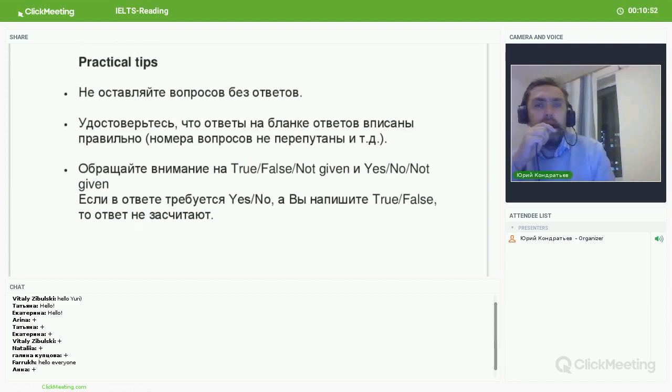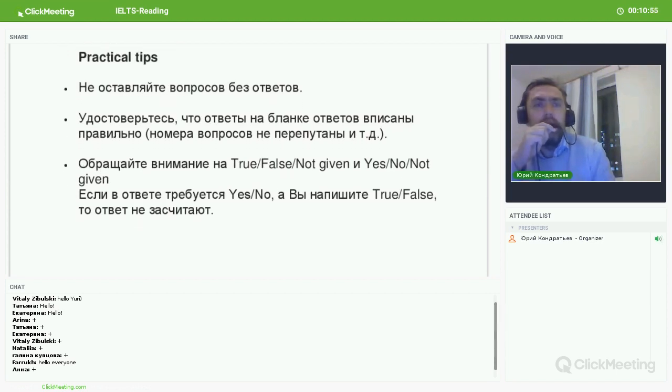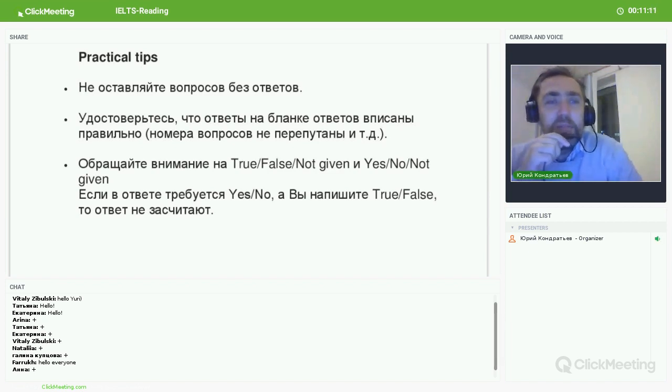So there are a few minor recommendations, or practical tips, as they're called. You should never leave empty spaces in your answers. Yes, Anna, I can see you're here, so you'll do that. Anna is my student who likes leaving empty spaces. Also, make sure that you put the answers in the correct place, because if you miss the numbers in the answer sheet, these answers will not be considered correct.